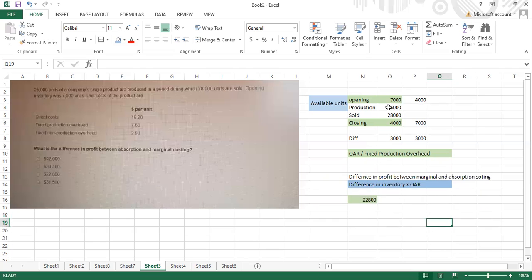And so how did I do it? It's given, it's also given. We just calculated closing the way I told you: for opening in production you add, and you deduct sold units, then obviously the remaining is your closing. When you see the closing is 4000 and opening was 7000, you will take the difference, and this is given, this will be given in exam. Fixed production overhead just multiplied with 7.6 or whatever the rate is given to you in exam, you will get the answer. Simple.